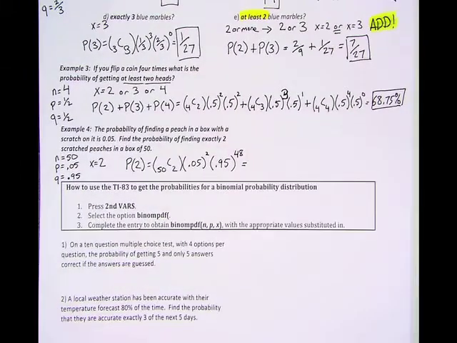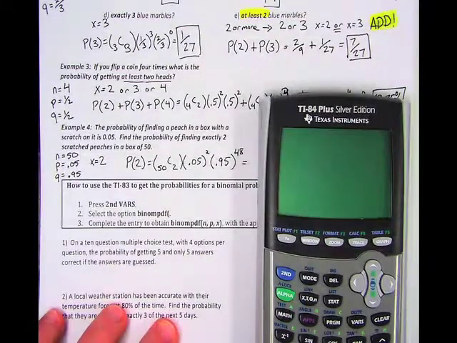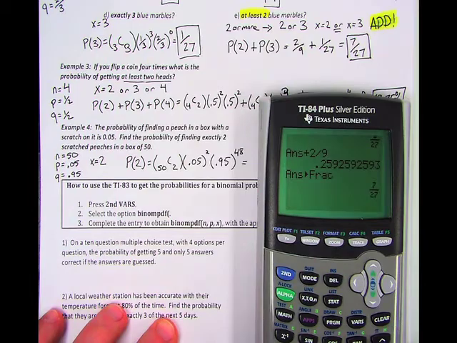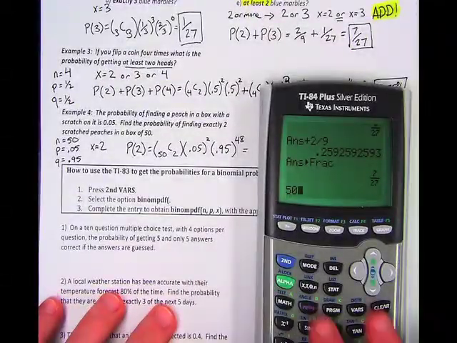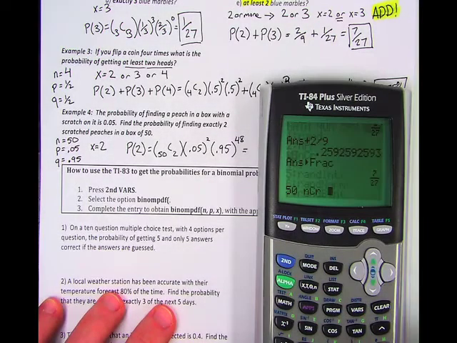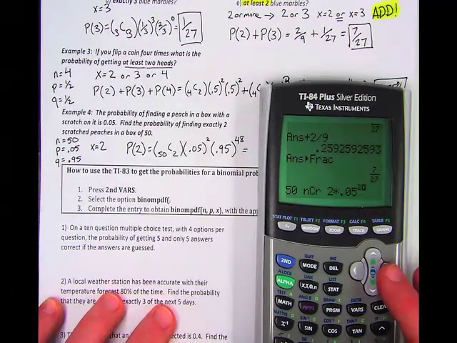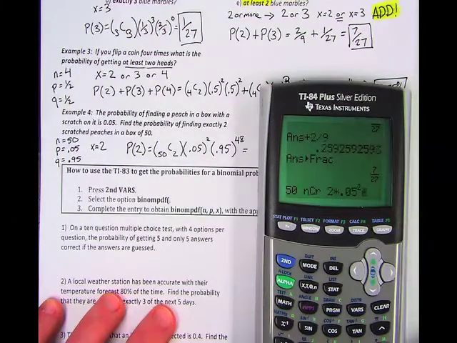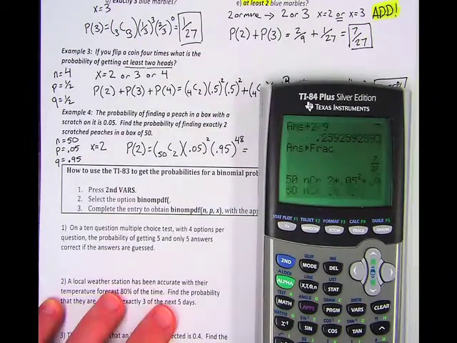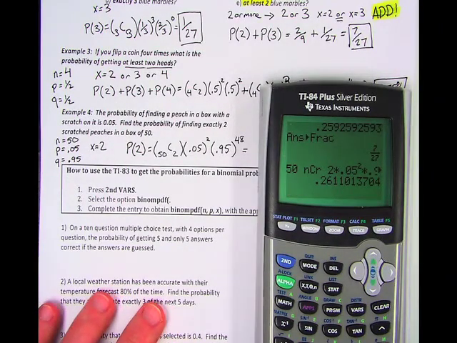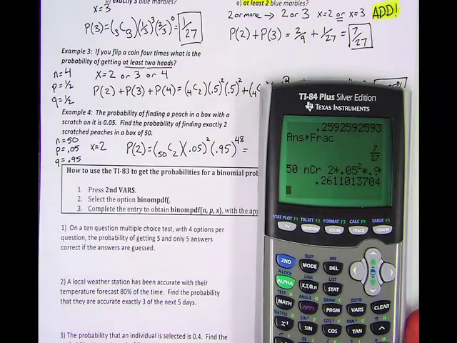And we'll try this in our calculator here. So 50C2 times 0.05 squared times 0.95 raised to the 48. And here we get 26.1%.